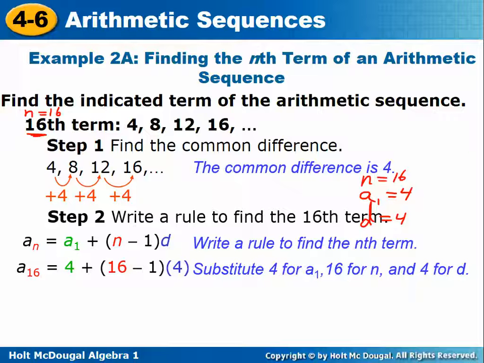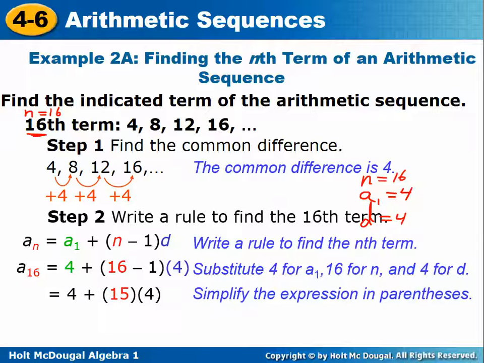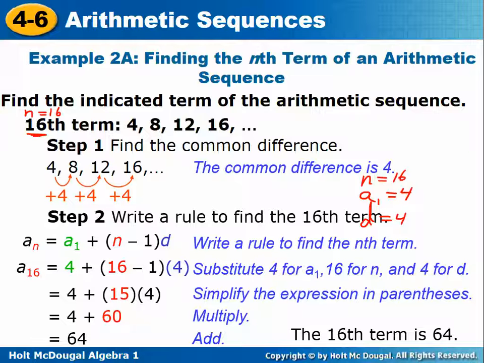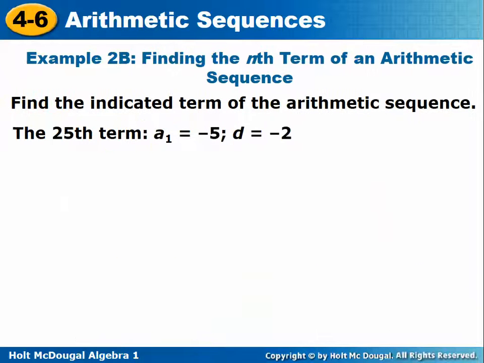Now make sure you use your correct order of operations. You need to subtract that 16 minus 1 because that's in the parentheses, and then you need to multiply. Do not add the 4 to the 16 and then go from there. So 15 times 4 is 60. So we would get 60 plus 4, or 4 plus 60, and then our answer is 64. So the 16th term of this sequence is 64.